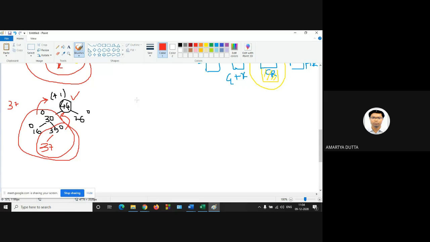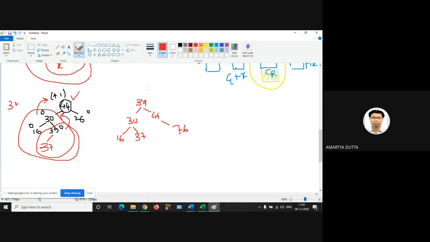So 39 is the root. After 39, 44 is on the right, then 76 is on the right of 44. From 39, the left position is 30. For the left of 30, the left side will be 16, and the right side will be 30. Is it clear? Yes, sir. So this is the LR rotation.